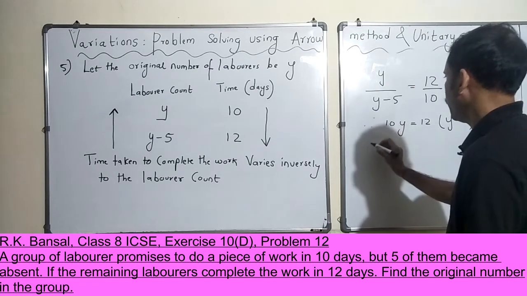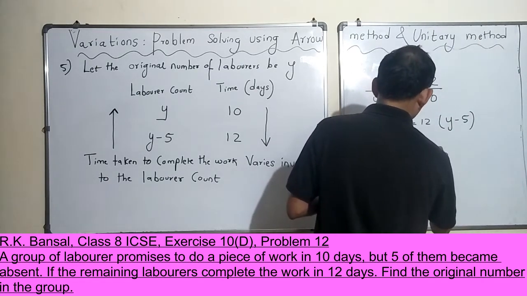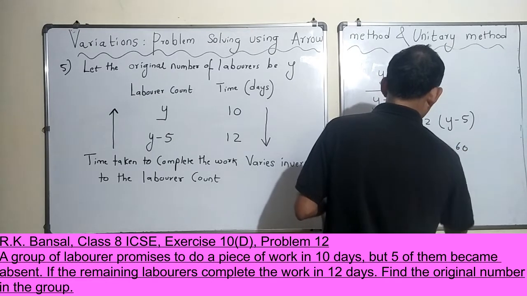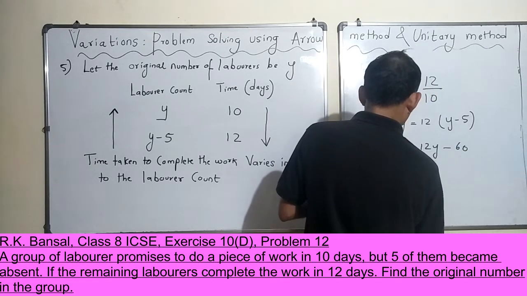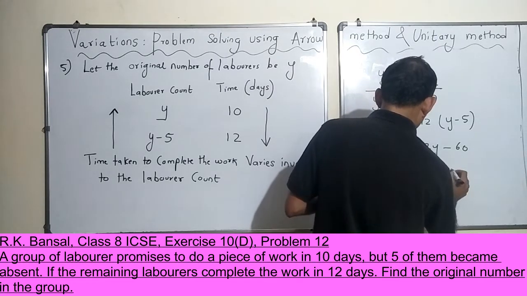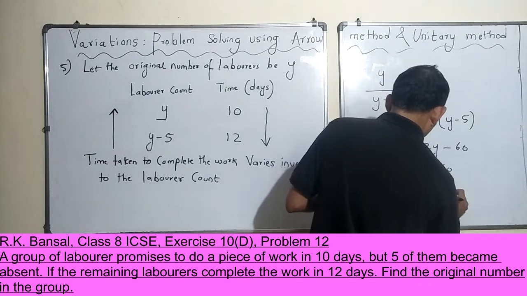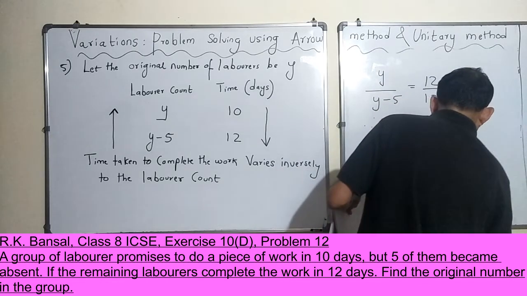Okay, so therefore 10y is equal to 12y minus 60. Therefore 12y minus 10y is equal to 60. Therefore 2y is equal to 60. Therefore y is equal to 30.